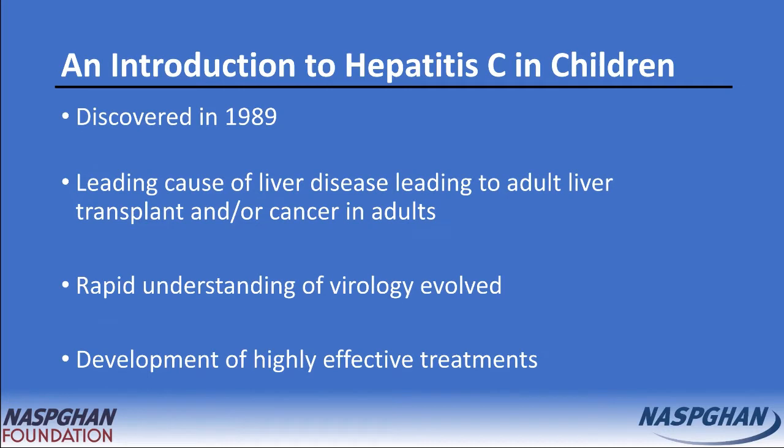So I'd like to start with an introduction to hepatitis C infection in children. The hepatitis C virus was discovered in 1989 and was quickly realized to be a leading cause of liver disease, leading to either adult liver transplant and or adult liver cancer. This made this a very important virus to understand, and much research went into describing the virus and understanding its pathophysiology. And we subsequently were able to develop very highly effective treatments for hepatitis C.